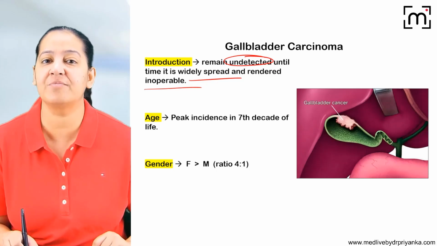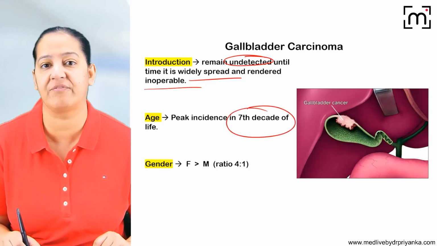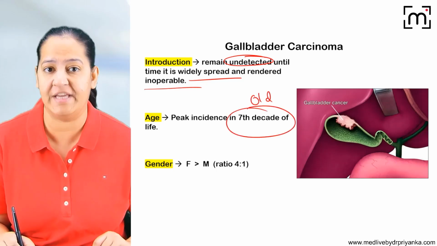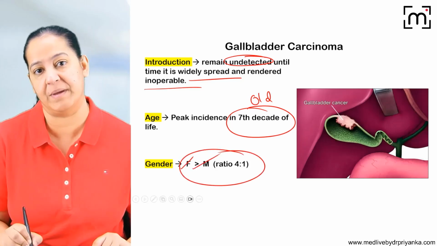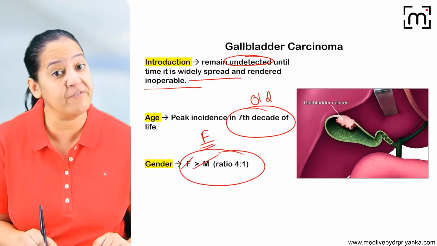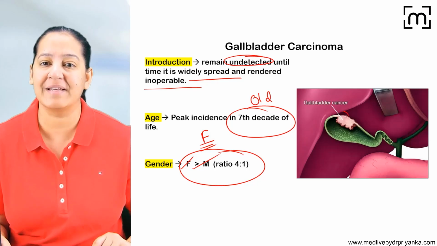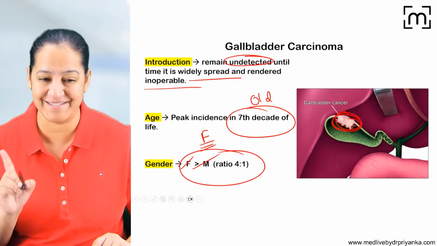Now, most common age of presentation, it presents in the 7th decade of life. So usually it presents in old age, and among the gender, it is 4 times more common in female as compared to male. So that is about the introduction of the gallbladder carcinoma.